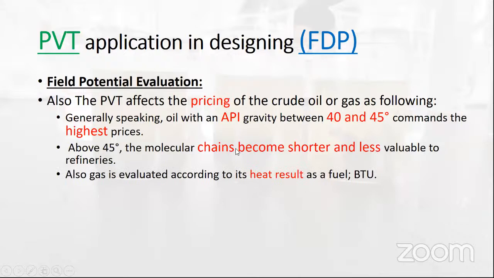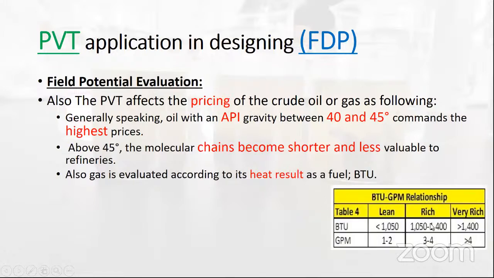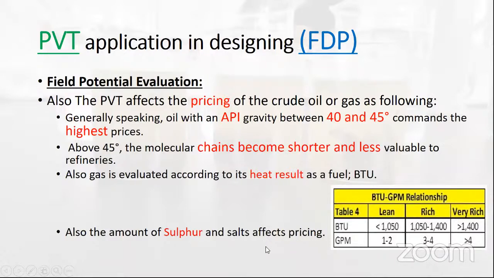For gas, its economic value or its price will depend on its heat content, measured by the British thermal unit. Like for this table, we have the lean, rich, and the very rich gas streams. We have the ranges for every kind of gas. Also, the amount of sulfur and salts existing in these streams of gas and oil will affect its price.